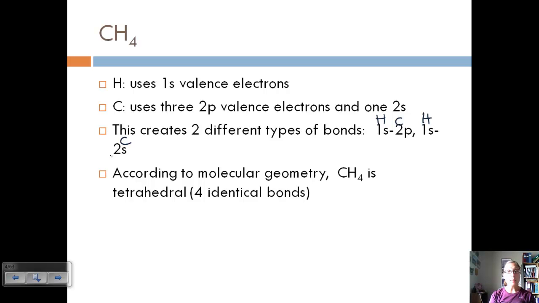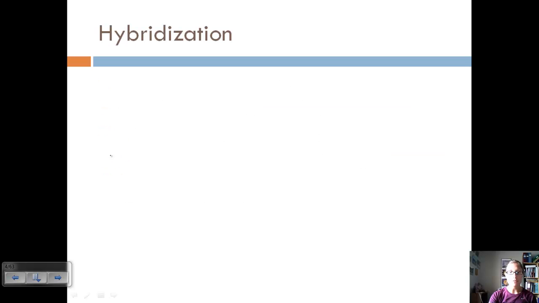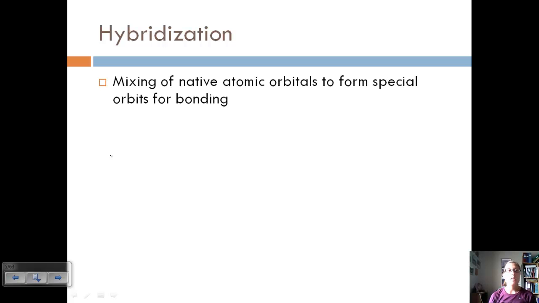But according to molecular geometry, CH4 is tetrahedral, which means it has 4 identical bonds, because all 4 try to be as far apart from each other as possible, which gives it a tetrahedral shape. And so we have to reconcile the fact that we have these different types of bonds with the fact that when we do the geometry, they all appear to be identical. And that's where hybridization comes in. Hybridization is a mixing of native atomic orbitals to form these special orbitals for bonding. So we're making a hybrid. Oh, look, it's called hybridization.